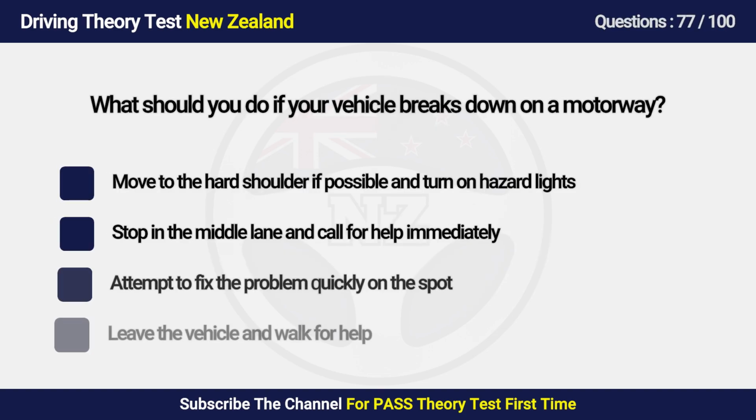Question 77. What should you do if your vehicle breaks down on a motorway? A. Move to the hard shoulder if possible and turn on hazard lights. B. Stop in the middle lane and call for help immediately. C. Attempt to fix the problem quickly on the spot. D. Leave the vehicle and walk for help.